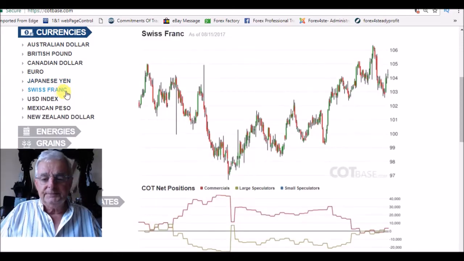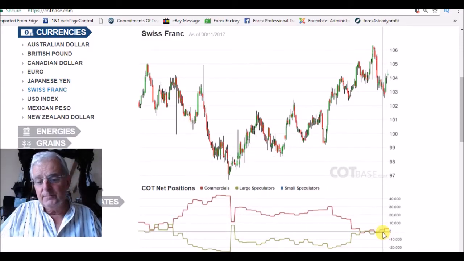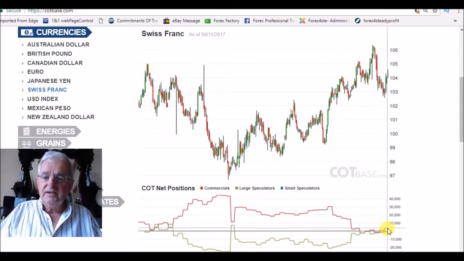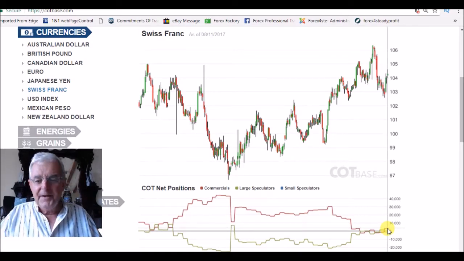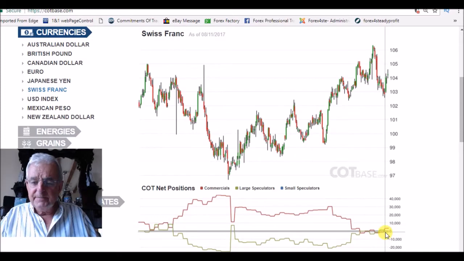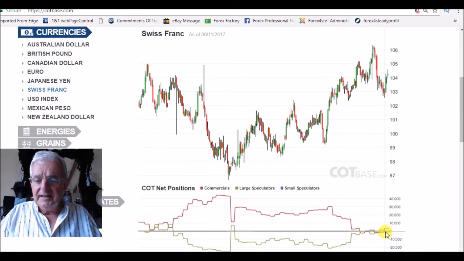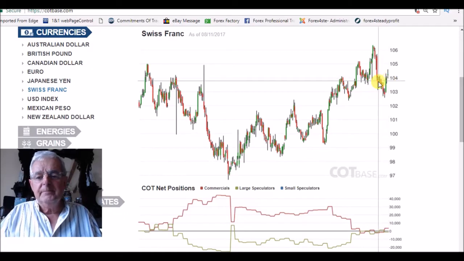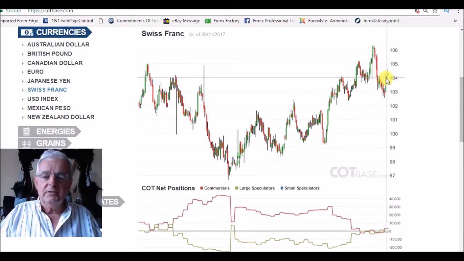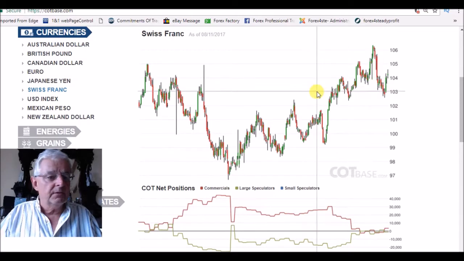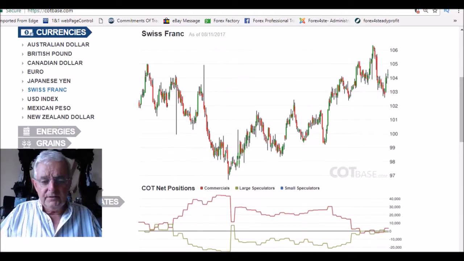Swiss franc, not a lot for me here. I really can't see much to trade. I can't get any clear picture on this. It looks to me that there isn't any big ratios buy or sell. So we'll have a look at the chart.